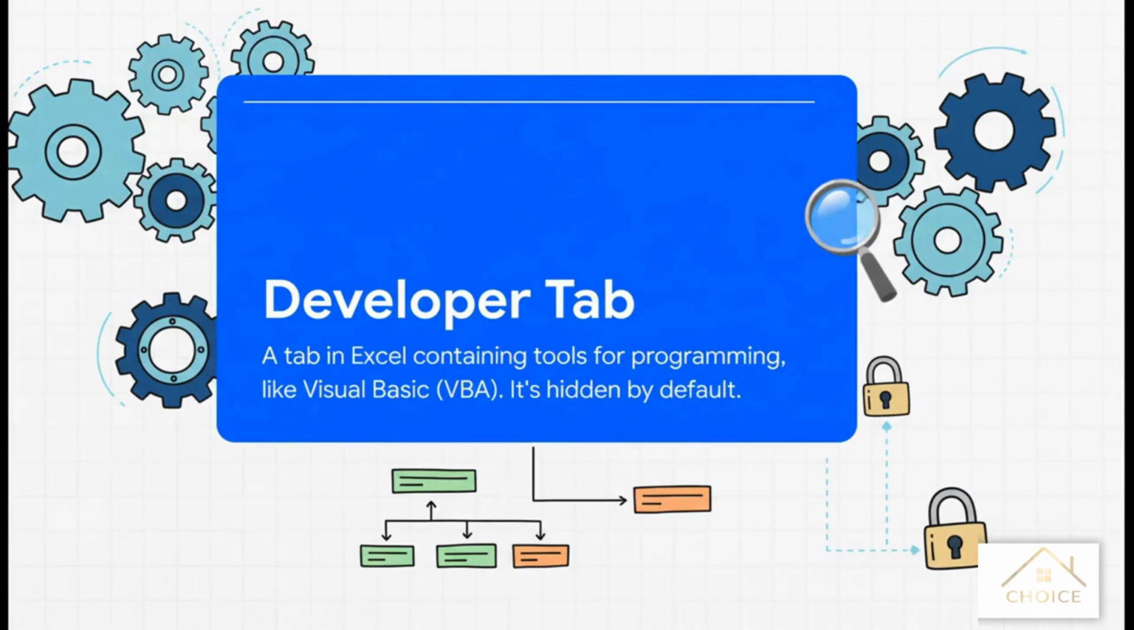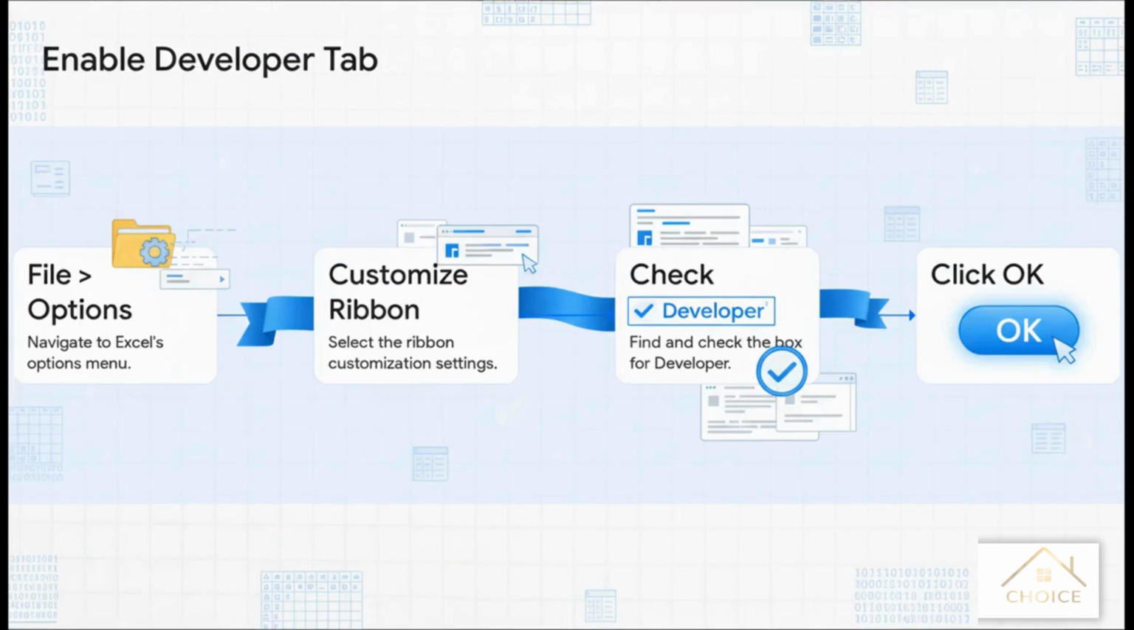First things first, we need to activate a part of Excel that's usually hidden by default, the Developer tab. You can think of this as the command center for all of Excel's automation tools, including something called Visual Basic for Applications, or VBA for short. And enabling it is super simple. Just go to File, then click Options. From there, select Customize Ribbon. Over on the right-hand side, you'll see a list. Just find Developer and check the box right next to it. Click OK, and that's it. It'll pop up in your ribbon.